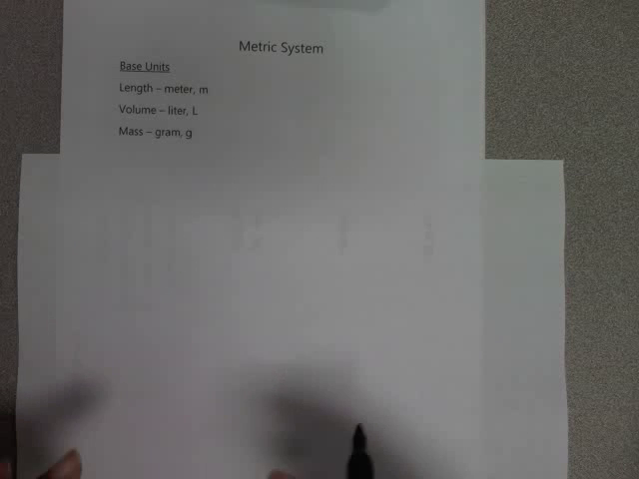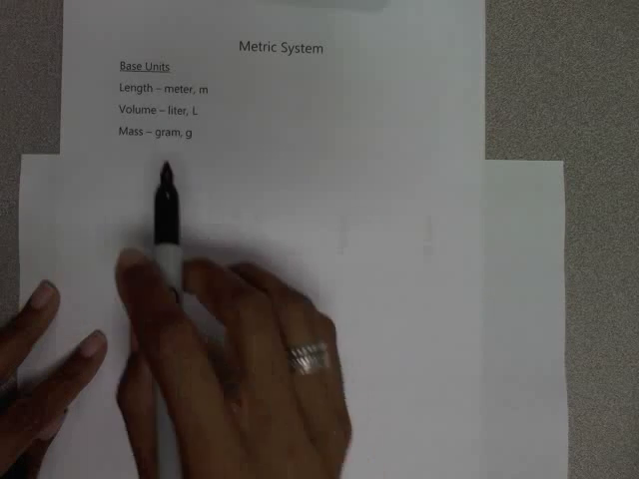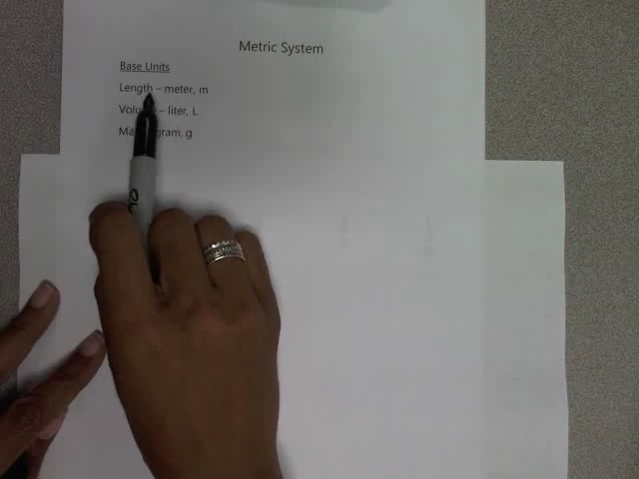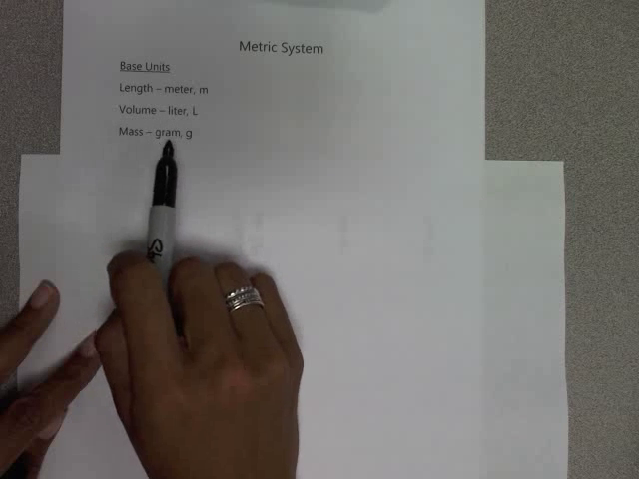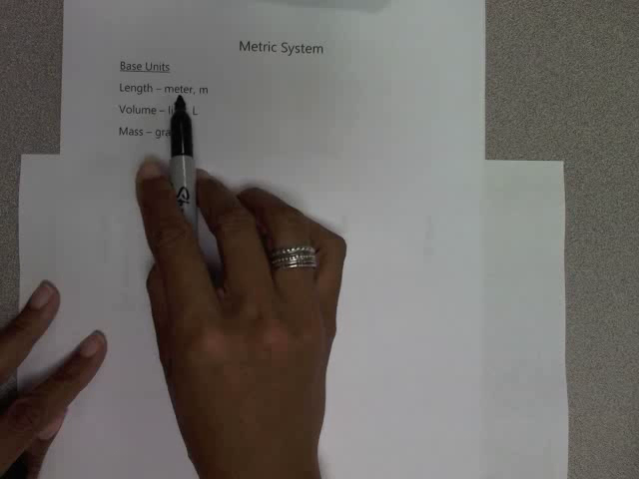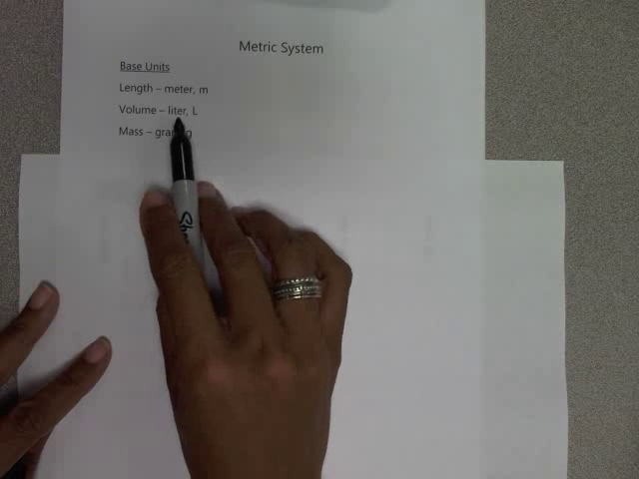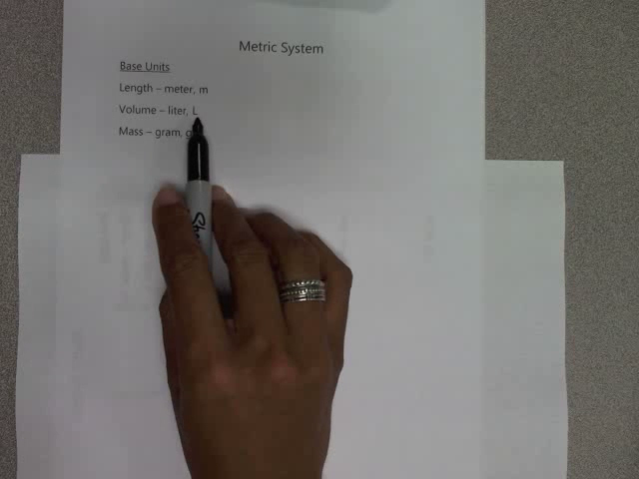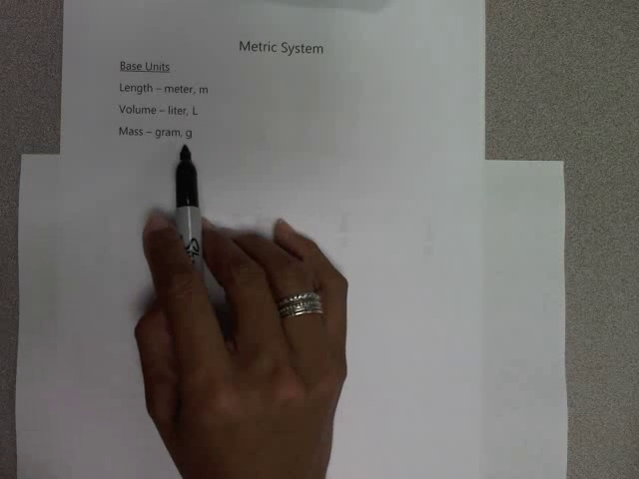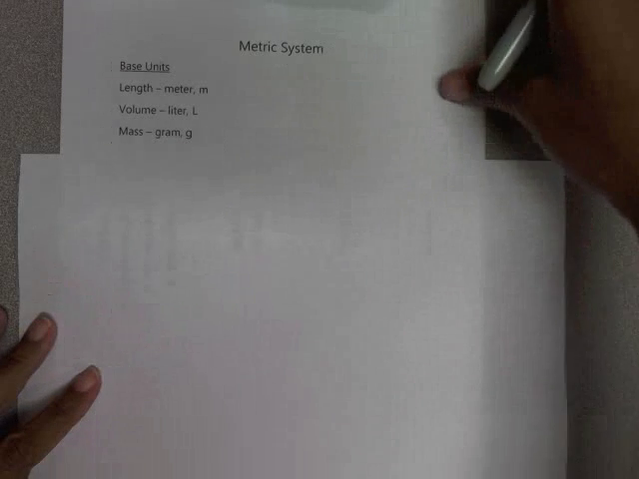For the metric system, we will use the following base units most often in class: the meter for length, liter for volume, and gram for mass. A meter is about the size of a yard, about 3 feet. A liter, if you think of the 2-liter soda bottles, it's about half of that. And a gram, think of a nickel. A nickel is about 5 grams.